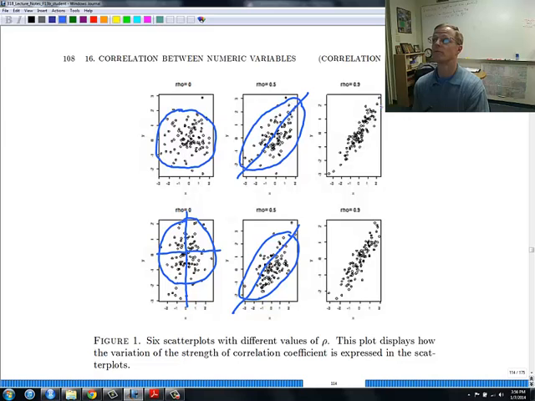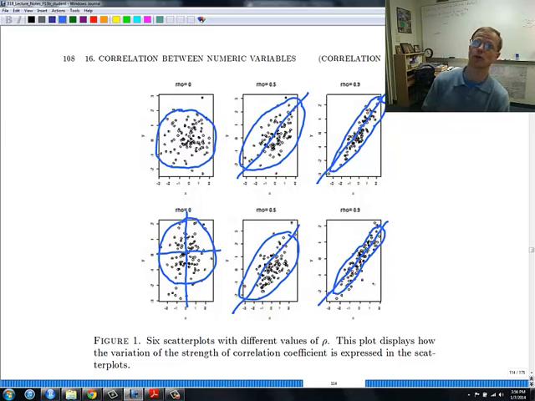If I randomly sample from a population with a 0.9, which is a strong positive linear correlation, notice that the ellipse is now tighter. It's a thinner ellipse. These are just two random samples, from which, in the R scripts, I show how this was generated.